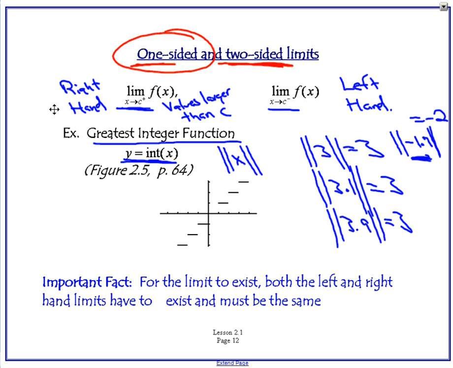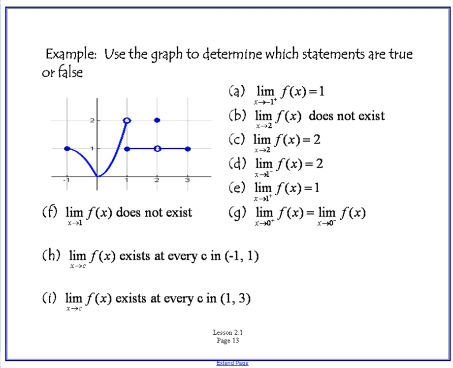So just another clarification, a little detail here. You've got a left-hand limit, a right-hand limit. If your limit is going to exist, both values, the left-hand limit and the right-hand limit, have to be the same. All right, last slide for this section.